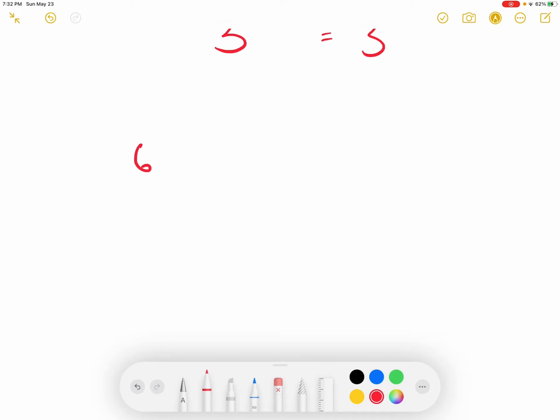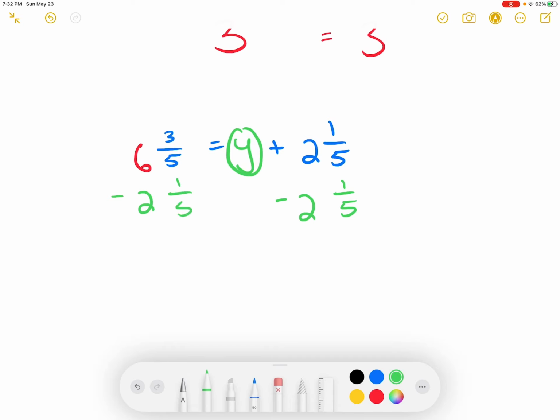Do another one. Let's do 6 and 3/5 is equal to y plus 2 and 1/5. So we're trying to find out what y is by itself. So I have a positive 2 and 1/5, so I'm going to have to subtract it to get rid of it. What I do to one side, I must do to the other.